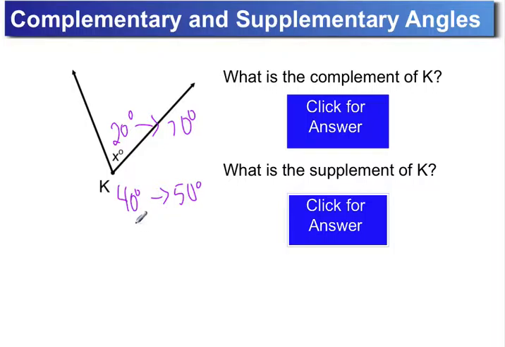Now, I hope that you're getting the idea at this point, because when I want to find the complement of an angle when the measure is X, it's 90 minus X. Just like 70 is 90 minus 20, 50 is 90 minus 40.